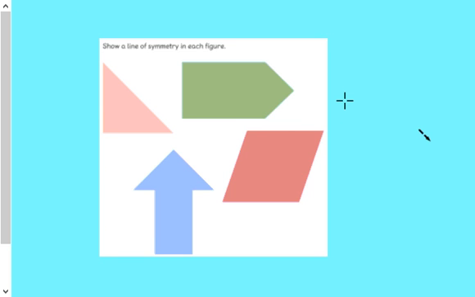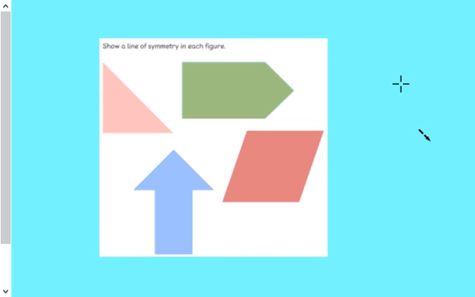Okay, the second part of the guided practice this morning. There are 4 shapes on the screen in front of you. What I want you to have a look at doing is finding one line of symmetry for each of these shapes. Press pause now while you're working and press play when you're ready to hear me talk about it.